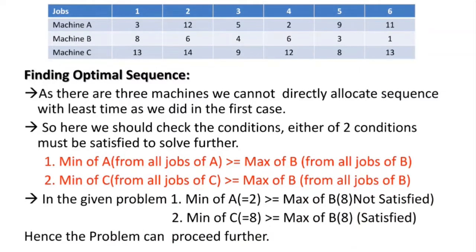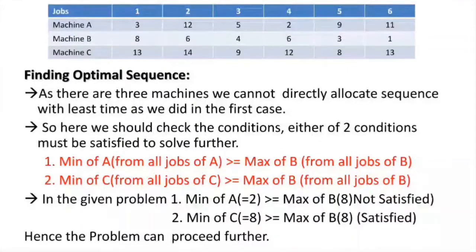That is, in this given problem, minimum of A is 2. You can find this from the given table above. So minimum of A is 2, which is not greater than or equal to maximum of B, because maximum of B is 8. So this condition is not satisfied. But the second condition, minimum of C equal to 8, is greater than or equal to maximum of B, which is 8. So 8 equals 8, the condition has been satisfied. Hence the problem can be proceeded further.